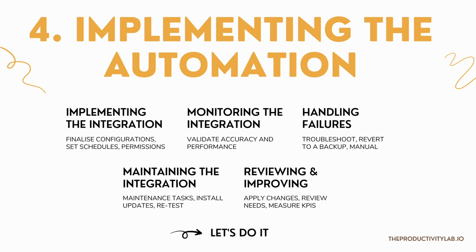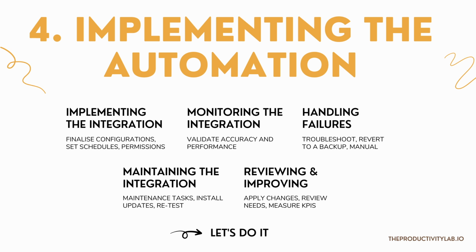Then you have to discuss what to do if ever the process and the automation fails or encounters an error. So this might involve checking the error logs, troubleshooting the issue, and probably in some cases reverting to a backup or a manual process until you manage to solve the issue.